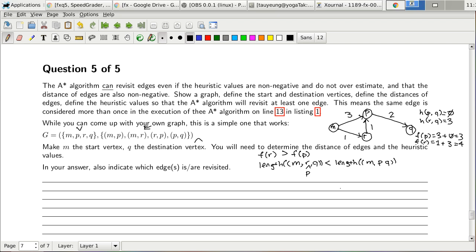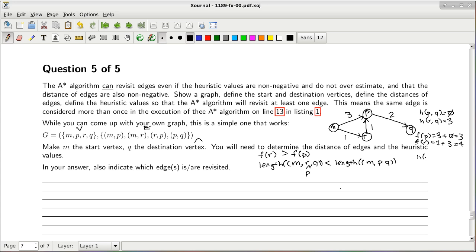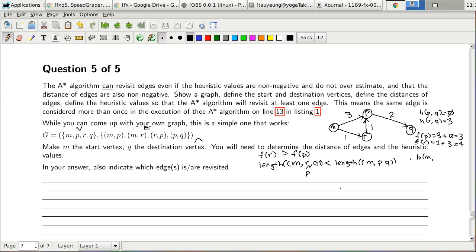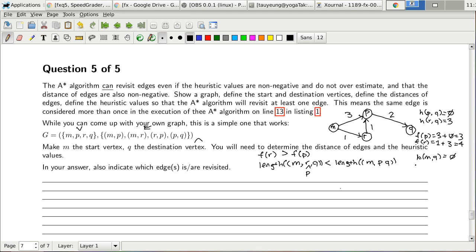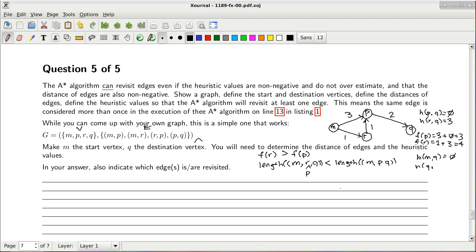The heuristic value of M doesn't really matter, because it is not going to help us choose which alternative to go after the start vertex. We can make it 0, just so that it's easy to figure out. And of course, there's also the last one, h of Q to Q, which is always 0, because it doesn't cost us anything to go from a vertex to itself.